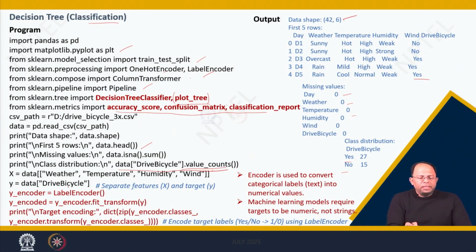And then we are storing the x and y values, that is, what are the features and what is the predictor. So x is the features: weather, temperature, humidity, wind. We are storing them in x, and y is the one that we are predicting, which is drive bicycle. So this is the target y and the features x. Then we are calling the label encoder to transform the data. That means we can transform drive bicycle to 1 and 0. This is the target variable.